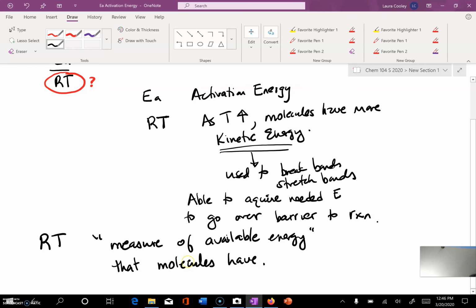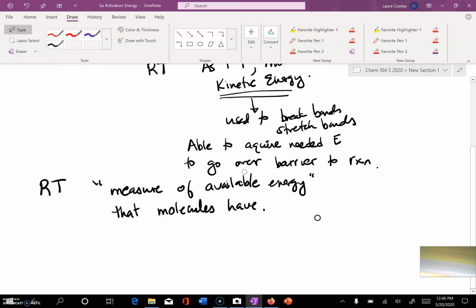And we know that not all molecules have the same energy in a sample. In a sample of gases, we certainly know they're all moving with different speeds, and they have an average energy. But what we do know is, as the temperature goes up, the available energy goes up. So as T increases, available energy increases.